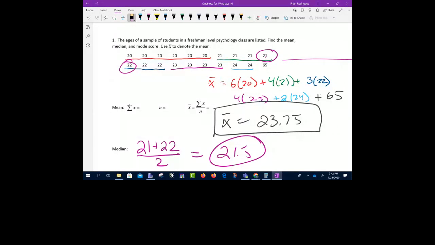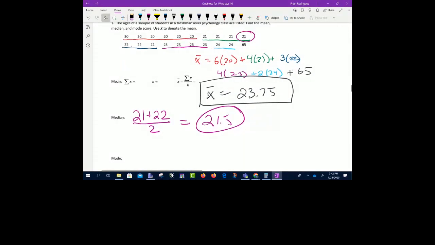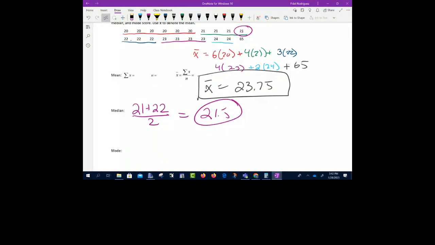Now, the last part, y'all, says what number occurred the most, the mode. The mode was the number that occurred more than any of the other ones. Was there a particular age that occurred more than any of the other ones here? 20, right? 20 was our mode. Why 20? Because there were 6 people there that were 20 years old, okay?